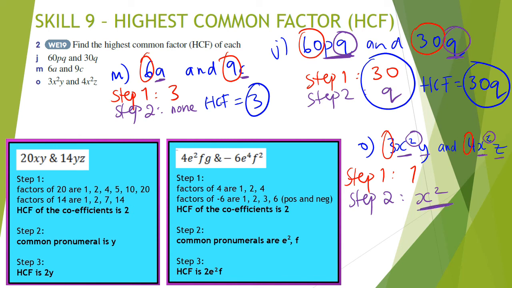If one of them had a higher power, let's pretend this one here was x to the power of 10, and this one here is still x to the power of 2, then we'd choose the lower number to be our common factor. So we'd choose 2. But in this case they're both the same, so it doesn't matter. So then our highest common factor, when we put those two together, is 1x squared. Remember, we shouldn't write the 1 out the front. So our final answer is simply x squared.